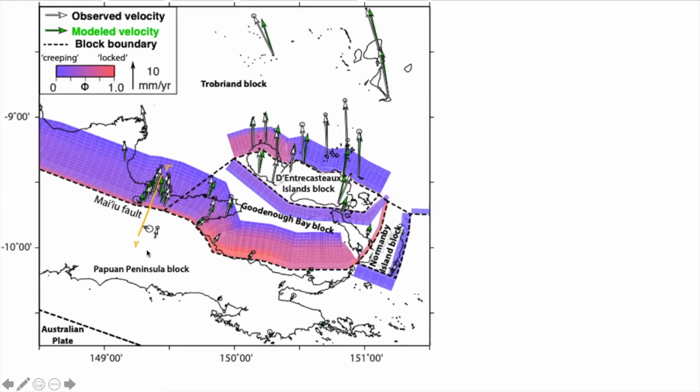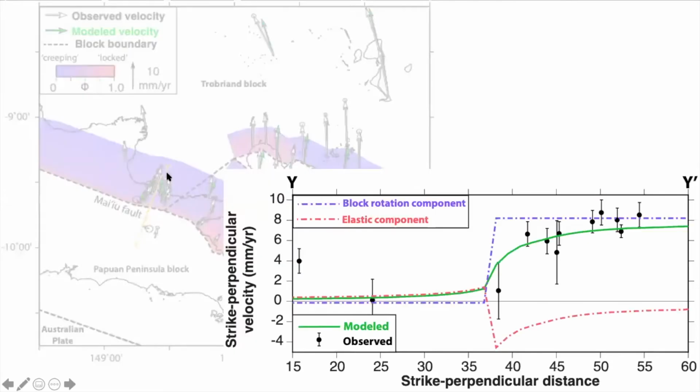Taking another profile, y to y prime, through these velocities and plotting up, again, velocity on y and distance on x, we can see our data are these black dots, and the inferred surface velocities predicted by our model are shown in green. And breaking that down, you can see that this is the combination of this dashed purple line, which is the block rotation component, and the dashed pink line, which represents the elastic component. So the amount of that block rotation component that's not being seen in our surface velocities.